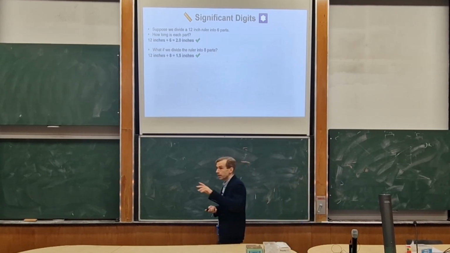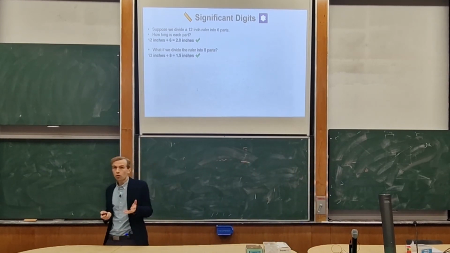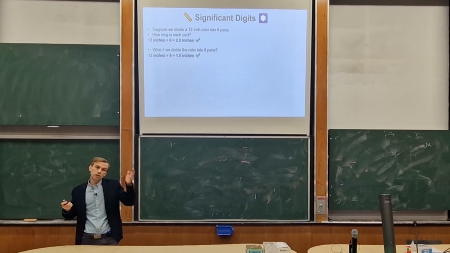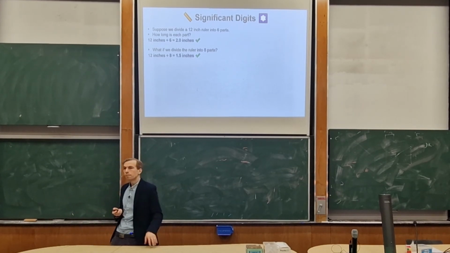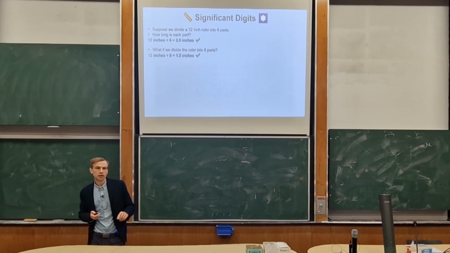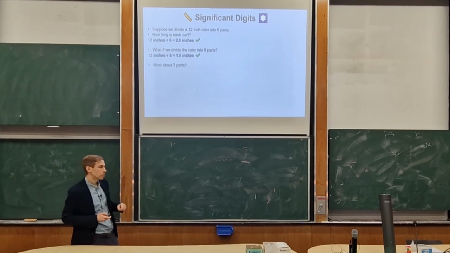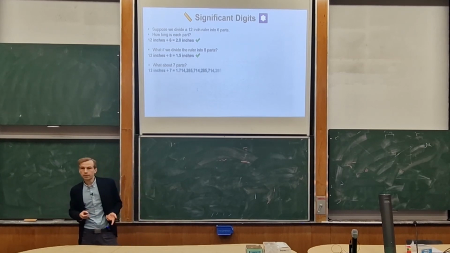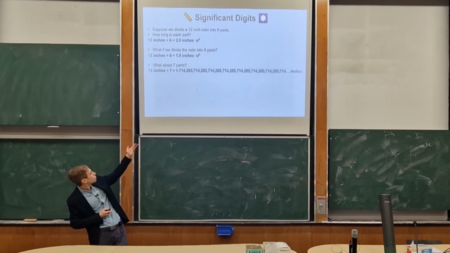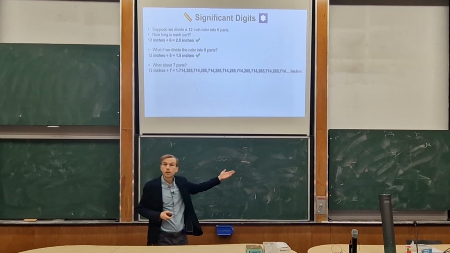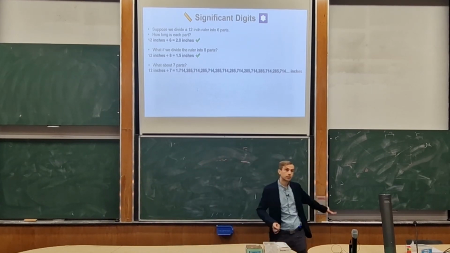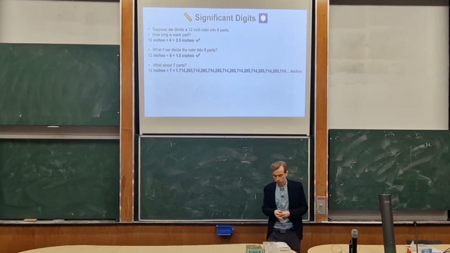Okay, now what if instead of 6 pieces or 8 pieces, your boss says, actually, I want you to divide the ruler into 7 pieces. How long is each piece of the ruler going to be now? Let's take a look. 12 divided by 7 is 1.7142, this whole thing, okay? It goes on forever. It doesn't come out as a nice decimal number.